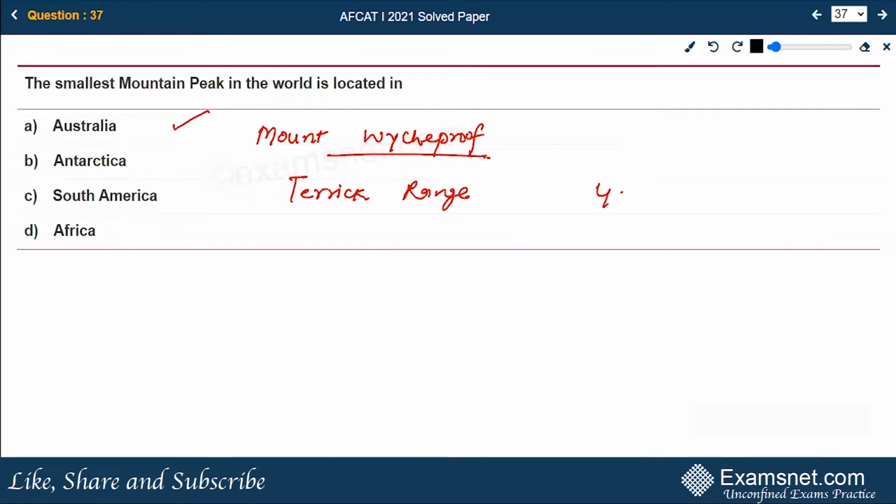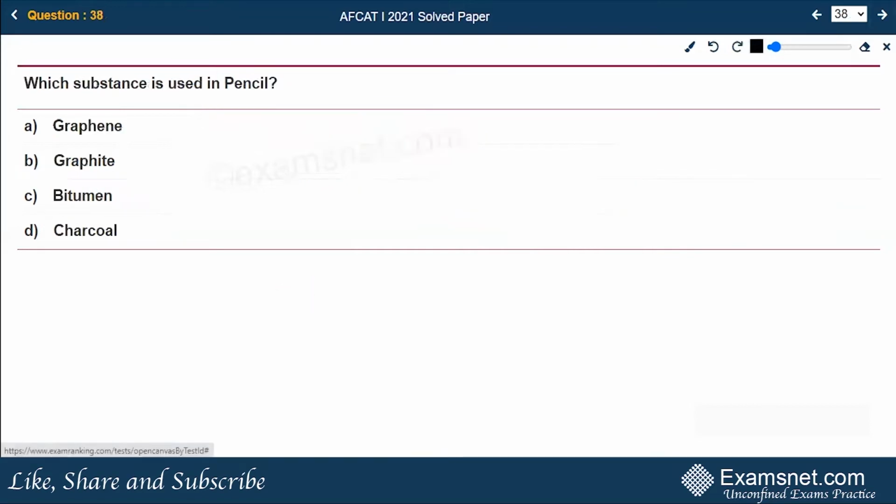It stands 486 feet tall above sea level, which is not bad as far as small mountains go. So the catch is that it only rises 141 feet above its surroundings. So the answer to this question is option A.